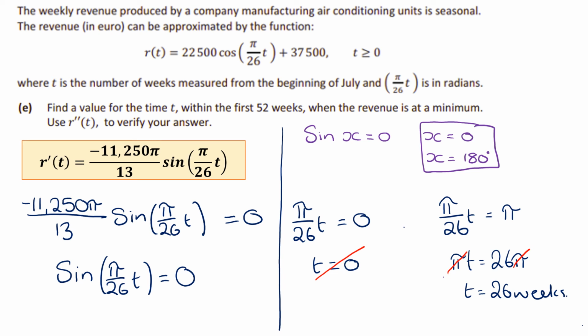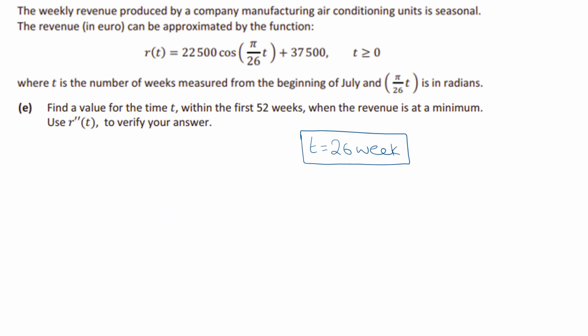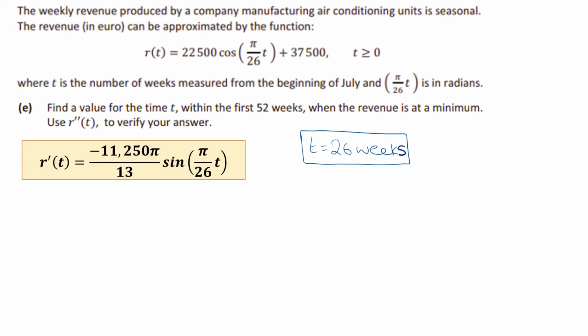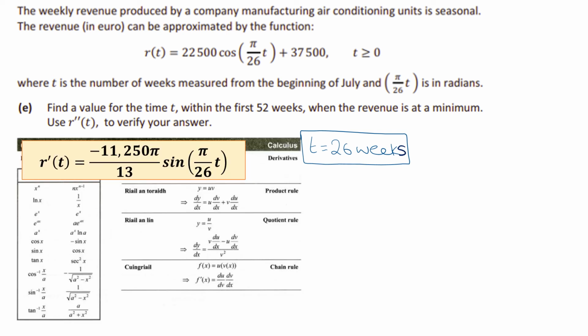Now, all I've done is let that equal 0, which is the same method for both minimum and maximum. So what they want us to do is use the second derivative to double check that that answer truly is a minimum. So let's do that now. So we have t equals 26 weeks, and we want to take our first derivative and differentiate again to get our second derivative.